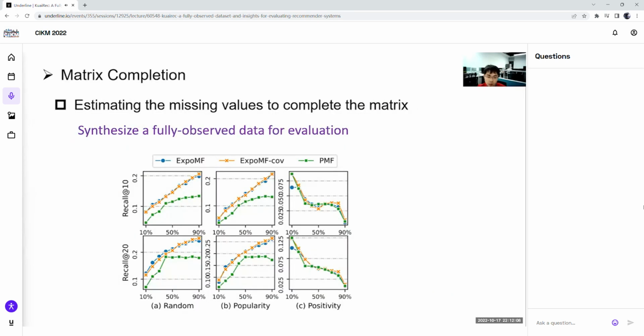Yes. So for each partially observed dataset we sampled from the fully observed one, we use this partially observed data as the training set and predict the unobserved user-item interactions by these models, including the PMF, the ExpoMF, and ExpoMF with COF. So these models are trained on the partially observed data, and in the inference stage, they predict the missing values based on the knowledge they learned from the existing observed user-item interactions.